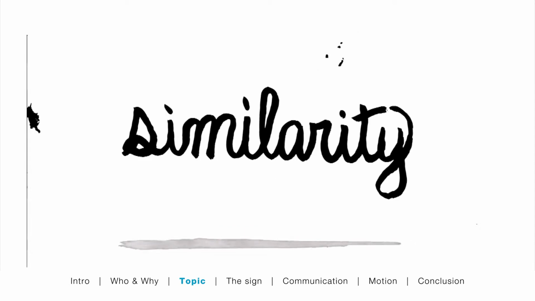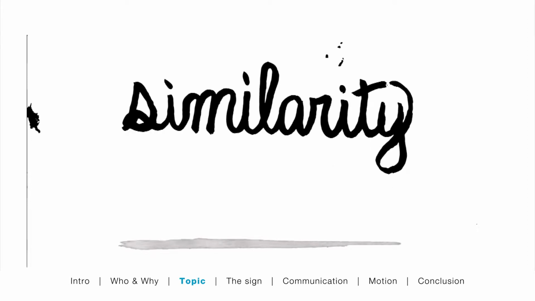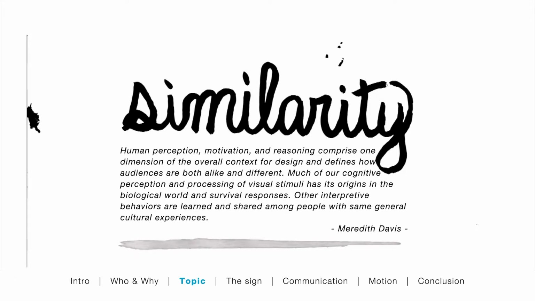of their similarity. In her book, Graphic Design Theory, Graphic Design in Context, Meredith Davis discusses this notion of similarity as cognitive context for design and how we are alike. She states that human perception, motivation, and reasoning comprise one dimension of the overall context for design, and defines how audiences are both alike and different.